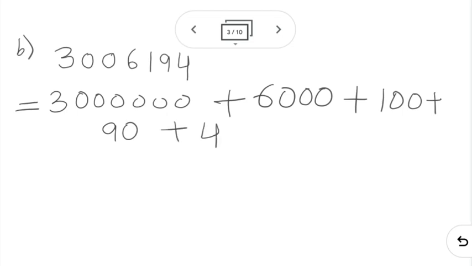In other words, if we try to read this number, how we will read? So we can read it as 30,06,194. So in its expanded form, we can write 30 lakh plus 6,000 plus 100 plus 90 plus 4. Now how we can rewrite it? This number 30 lakh can be written as 3 into 10 raised to power, we can count the number of zeros here. There are 6 zeros, so it will become 10 raised to power 6.